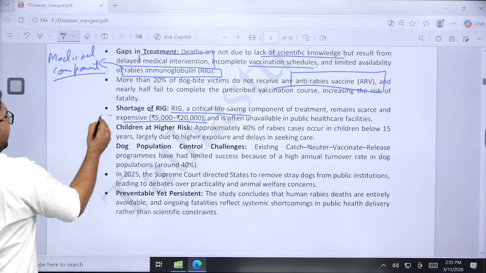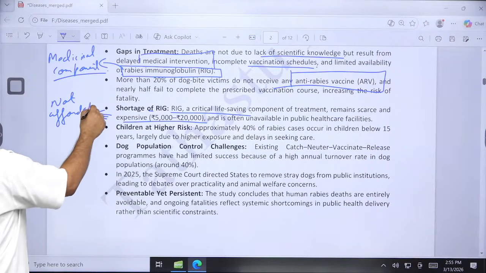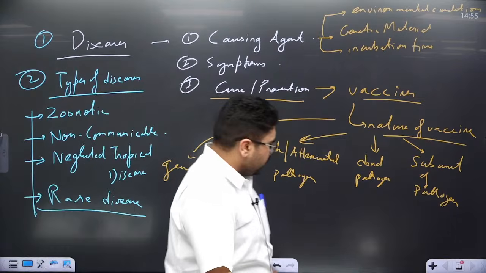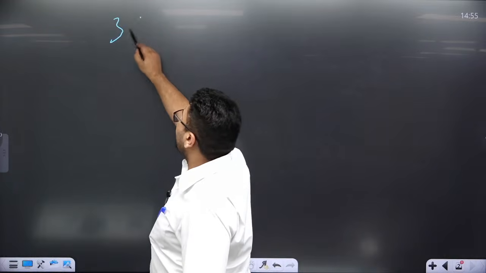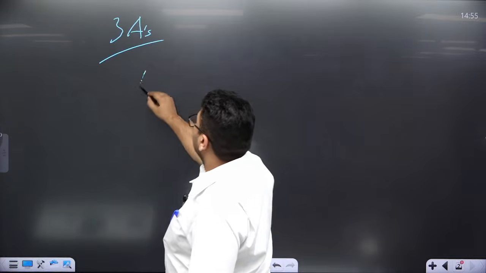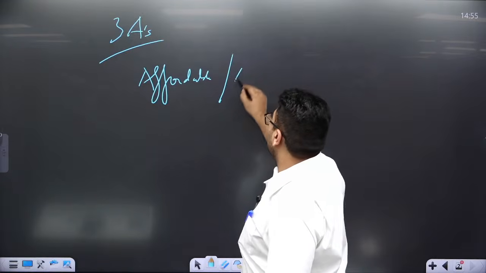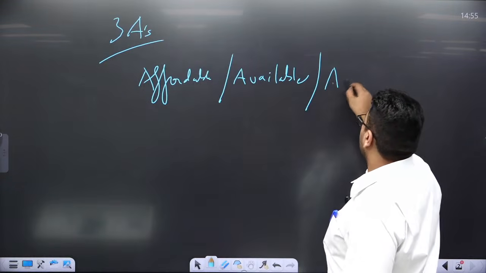That means it becomes non-affordable. So always remember three words, the 3 A's. What are the 3 A's? Affordable, available, and accessible.